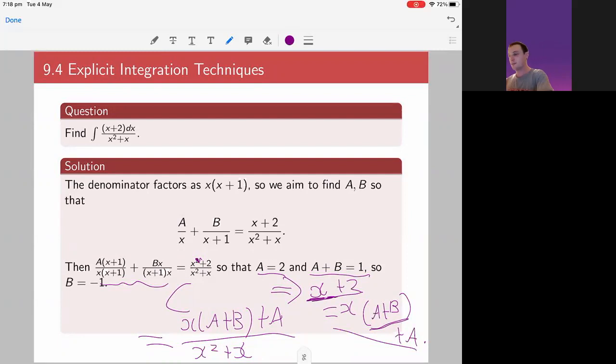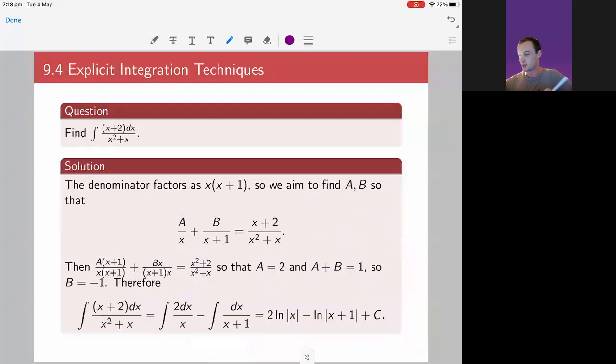What this means is that this thing I'm trying to integrate is exactly equal to 2 on x plus minus 1 divided by x plus 1. The great thing about partial fractions, the reason I did this, is that I know how to integrate both of those two functions. So how does this go down?